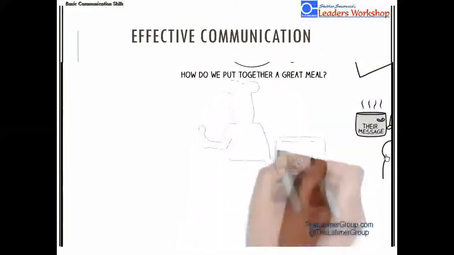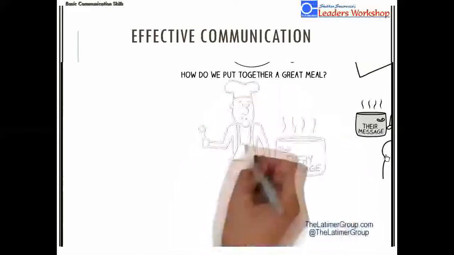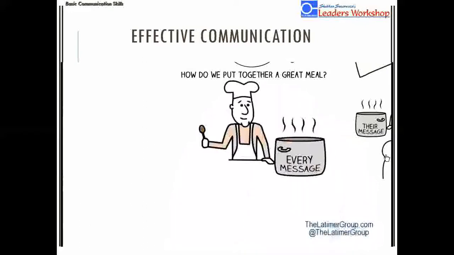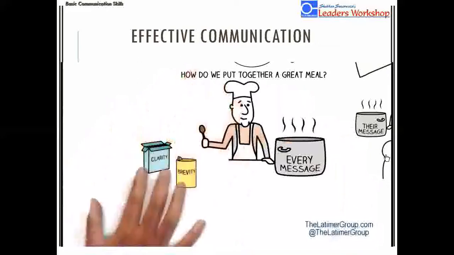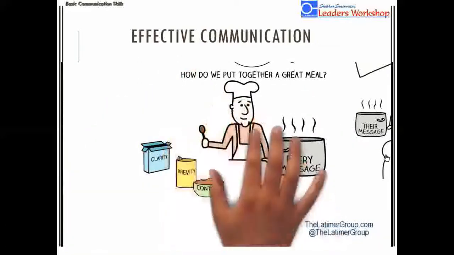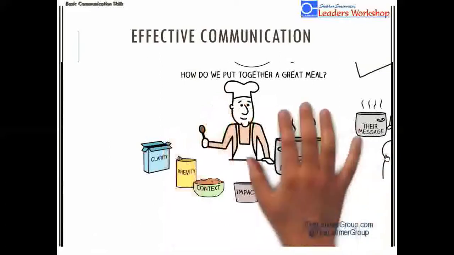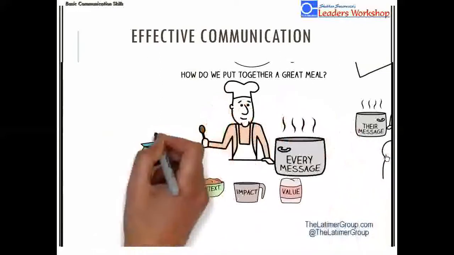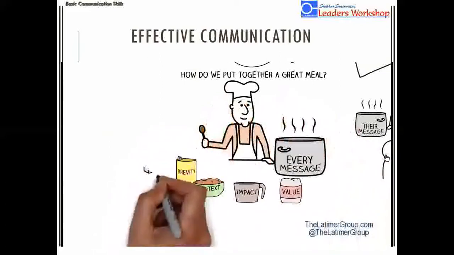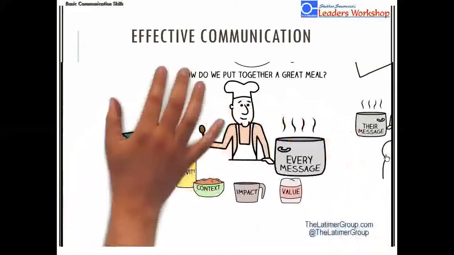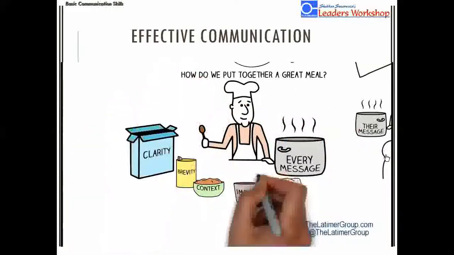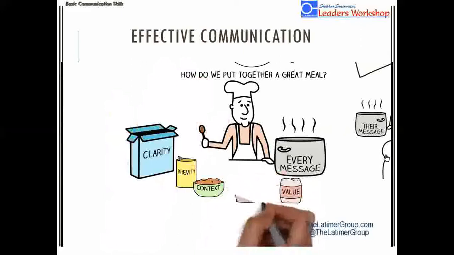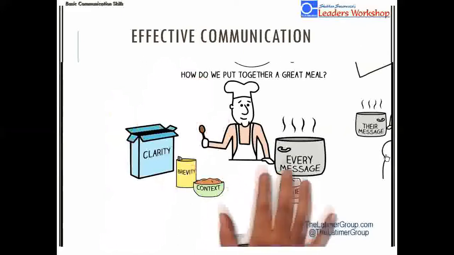All 5 of these ingredients are going to be present in every meal that you create, in every communication that you put together. You always want to make sure that you have some clarity and some brevity and some context and some impact and some value. But depending upon who you're cooking for, depending on who you're preparing for, you're going to make choices of which of those ingredients needs to be most dominant.